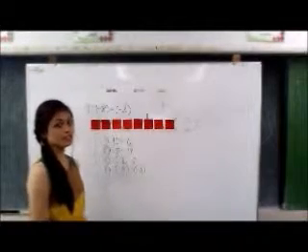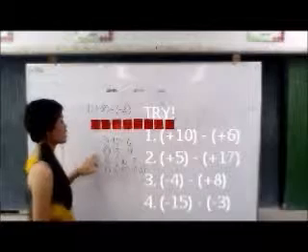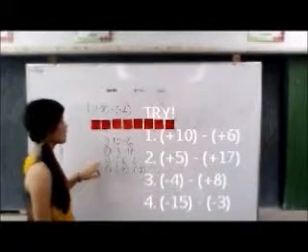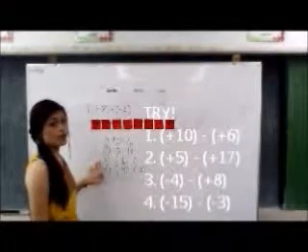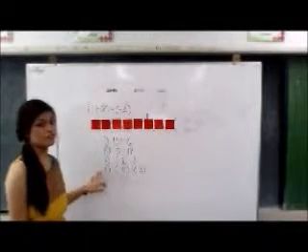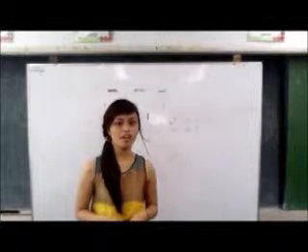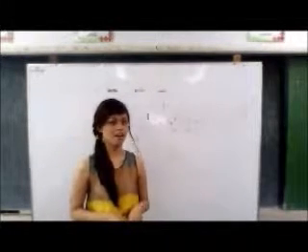Now try it yourself to test your understanding. First, 10 minus 6. Second, 5 minus 7. Third, negative 4 minus 8. And lastly, negative 15 minus negative 3. I believe that you have learned well the concept of subtraction using the algebra tiles in this lesson.